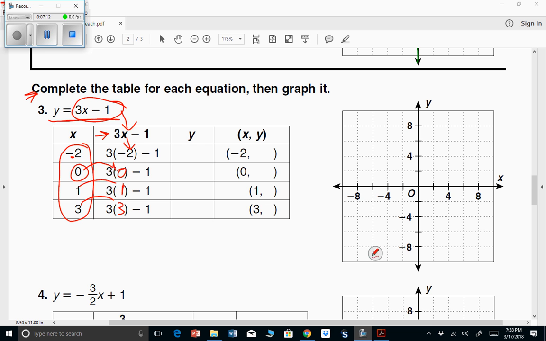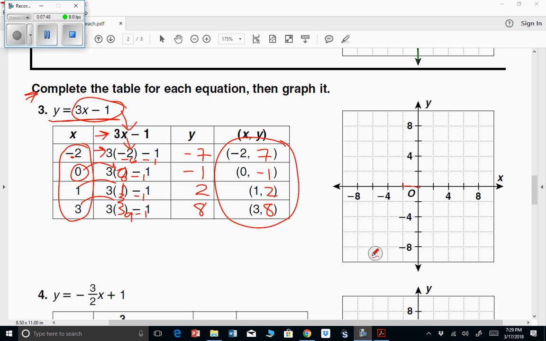Then we evaluate each thing. 3 times -2 is -6, minus 1 is -7. And there's our ordered pair. 3 times 0 is 0, minus 1 is -1. 3 times 1 is 3, minus 1 is 2. And 3 times 3 is 9, minus 1 is 8. And then we go ahead and use these ordered pairs to graph our line.